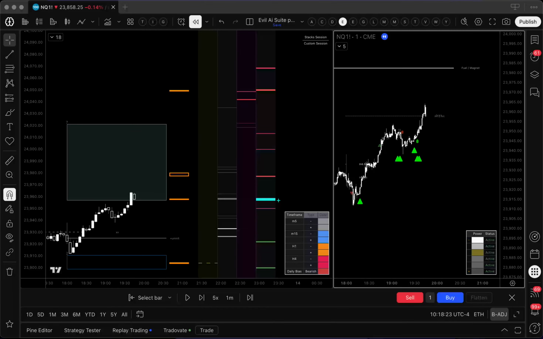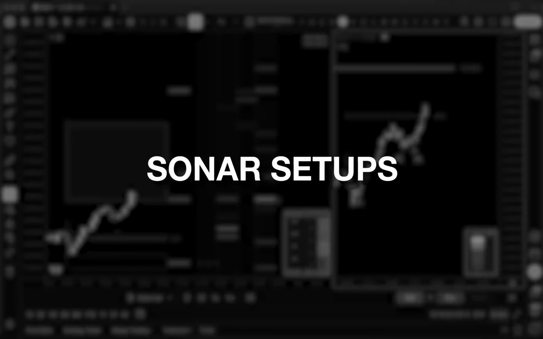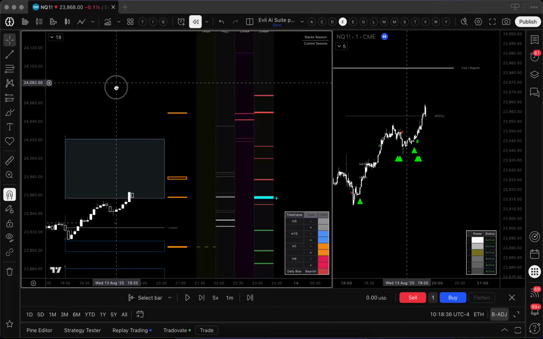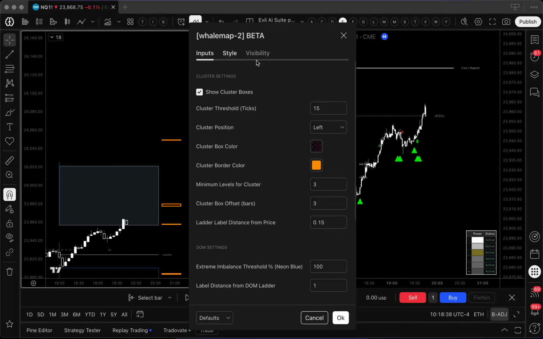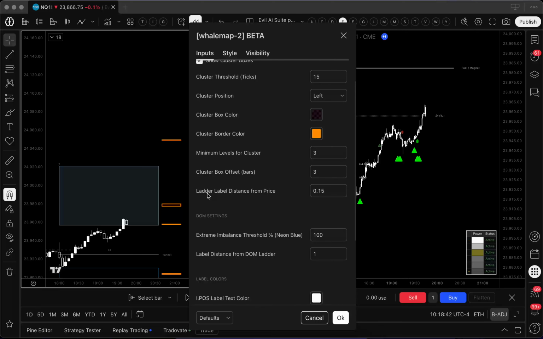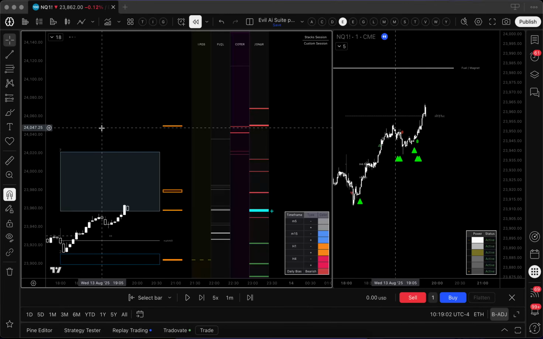Let's talk about the Sonar setup. So you're going to hit the stack once again, of course, first and foremost. And then what are you looking for on the Sonar, right? So you can actually bring these labels closer just using the ladder label distance from price. So let's bring that to 0.1. And so we hit the stack. And what do we want to see?